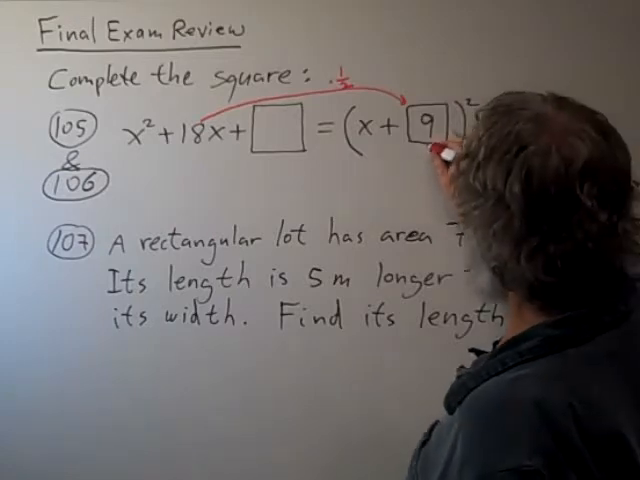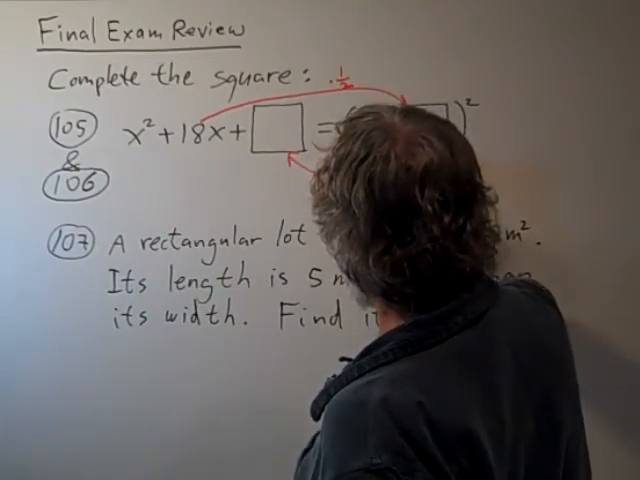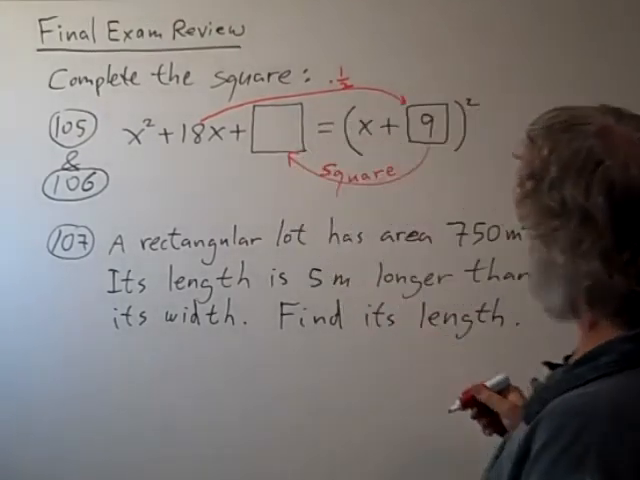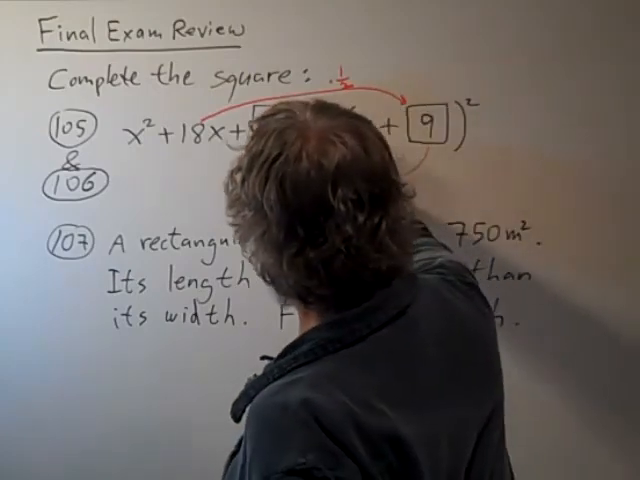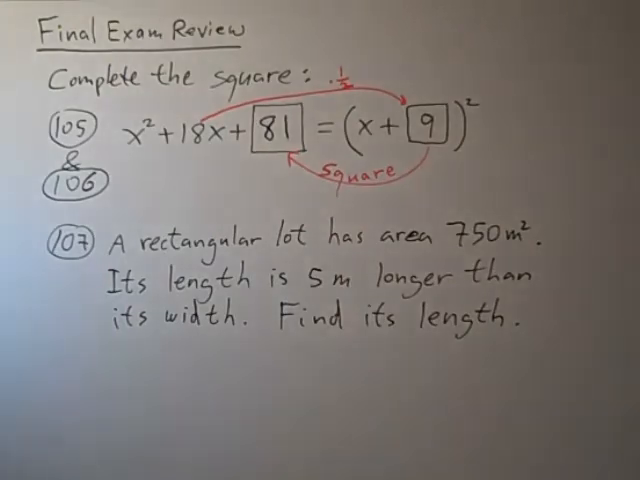Now you square the 9. Square the 9. 9 times 9 is 81. And so that's problems 105 and 106 to fill in those two boxes.